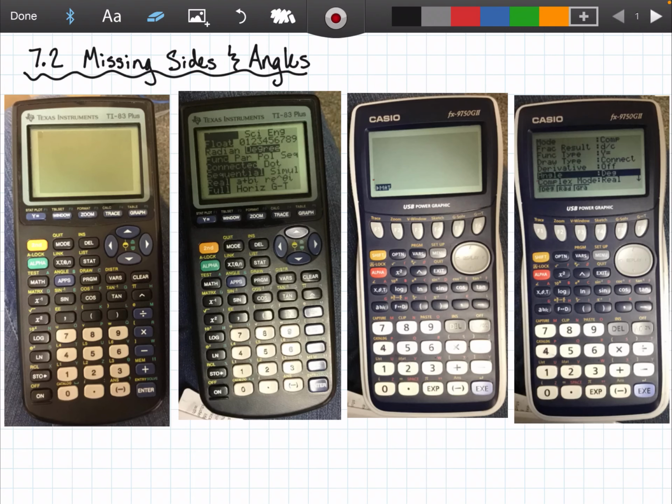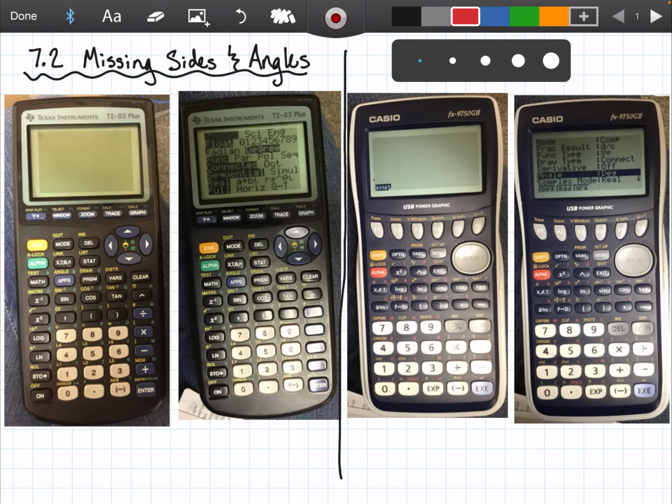Before we get into 7.2, it's going to be really important that your calculator is in degree mode because we will be looking at angles in measure of degrees. So I have some pictures here between the two kinds of calculators of how to do that. So I'll start with the TIs.